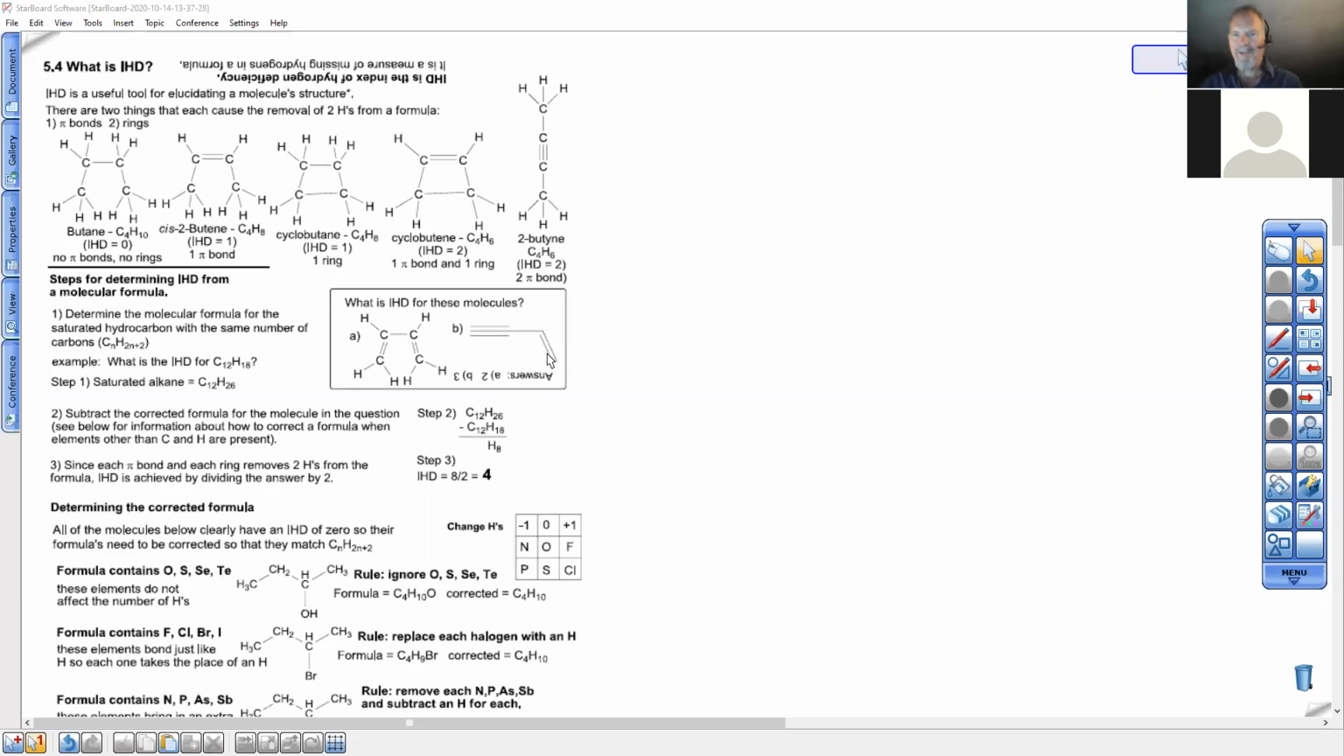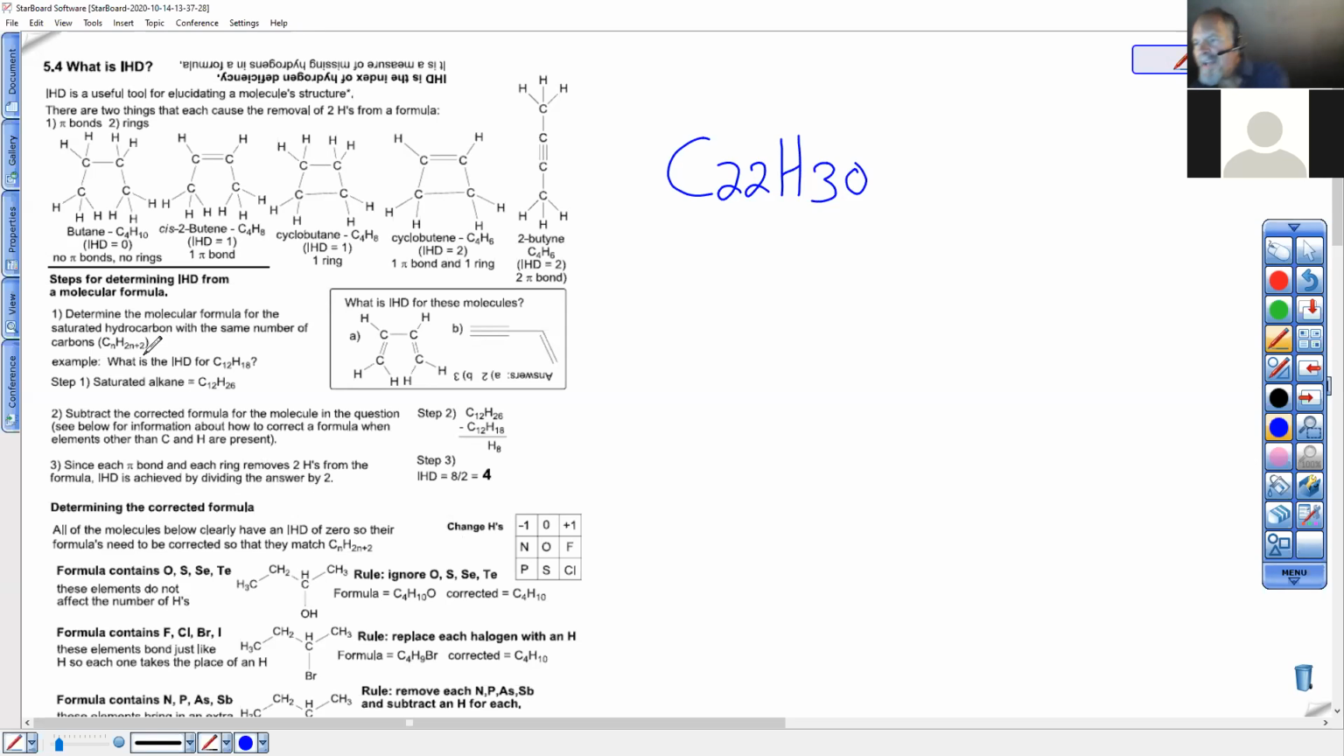So we're never going to be looking at a picture of a molecule and be asked the IHD. We're always going to work from the formula and figure out the IHD from that. So let's do a simple example here, and we'll do our own example over here, C22H30. And what did we do down here? What is the IHD for C12H18?